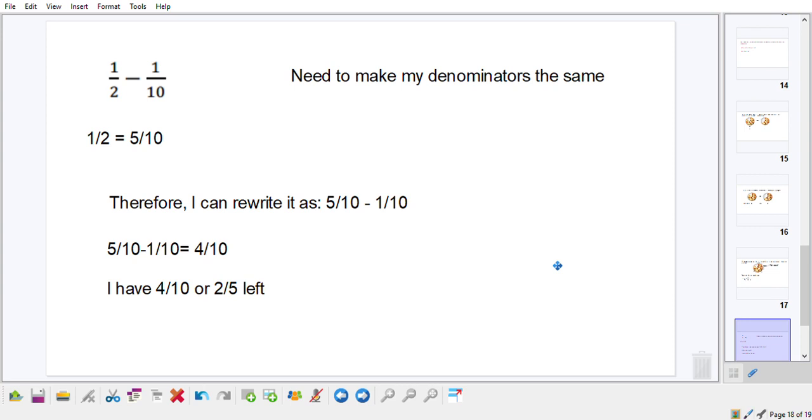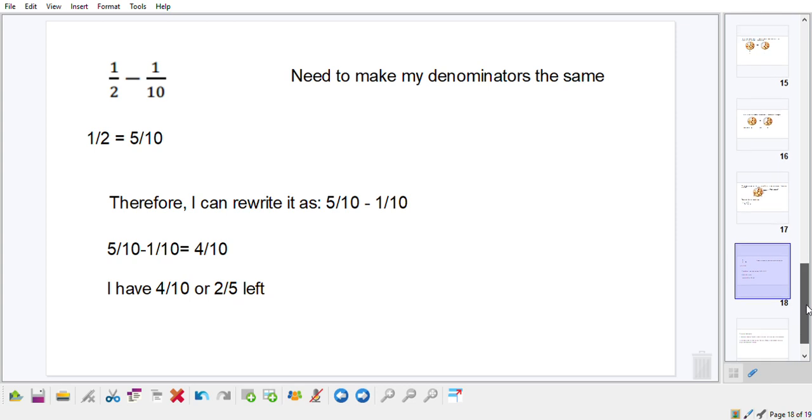So here's one more example. So I have 1/2 subtract 1/10. So I need to make my denominators the same. That is very important here. And if you remember working with fractions and equivalent fractions when we did the unit earlier in this year, you might remember that 1/2 is equivalent to 5/10. Therefore, I can rewrite it as 5/10 subtract 1/10, which is 4/10. So I have 4/10 or 2/5 left. As I've mentioned, it's good practice to work on reducing your fraction.